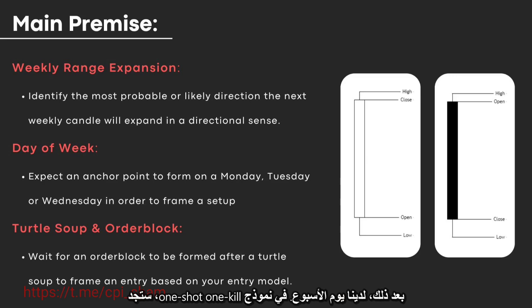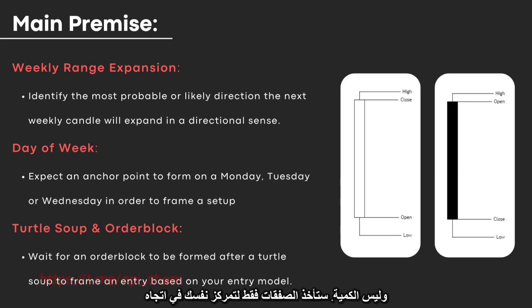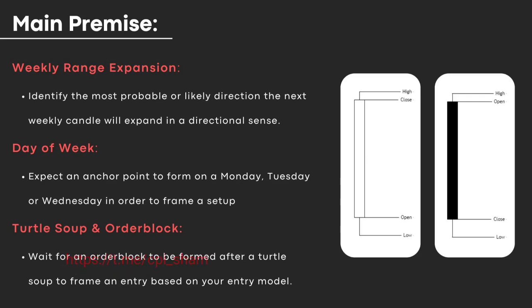And next up we've got is the day of the week. In the one shot one kill model, you're only going to find 1 to 2 high probability trades per week, meaning your focus is on quality over quantity. You're only going to be taking trades to position yourself in the direction of the higher time frame drawn liquidity to exploit the range expansion happening on a weekly basis.